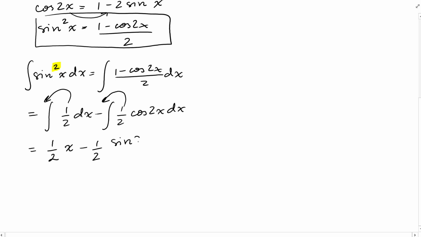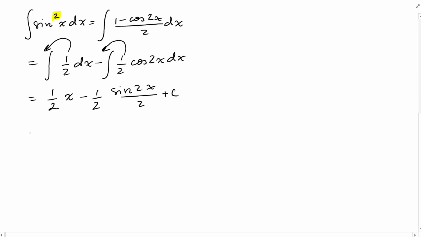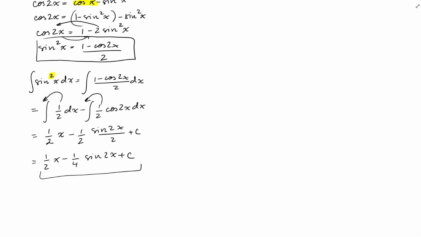minus 1 over 2 comes in front, and then the integral of cosine of 2x is sine of 2x over 2, plus a constant. So the final answer is 1 over 2 x minus 1 over 4 sine 2x plus c. And we found the integral of sine squared of x to be this expression here.